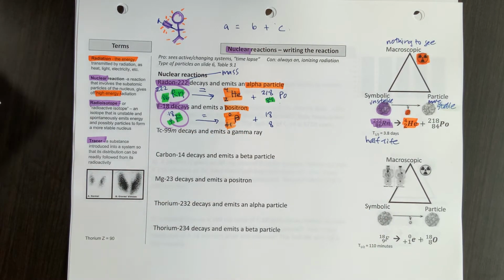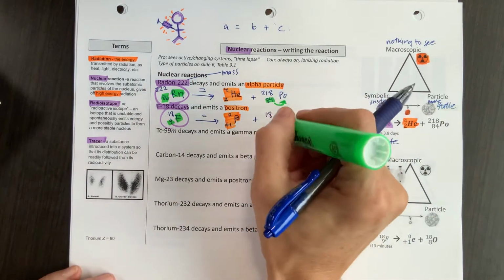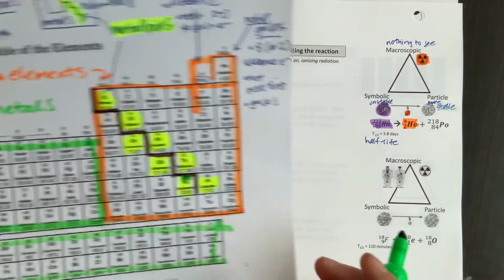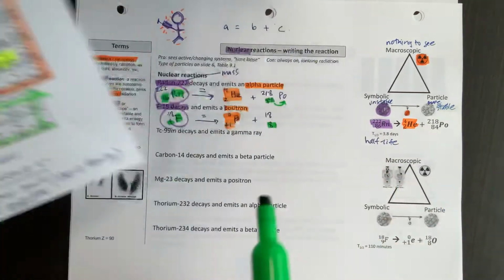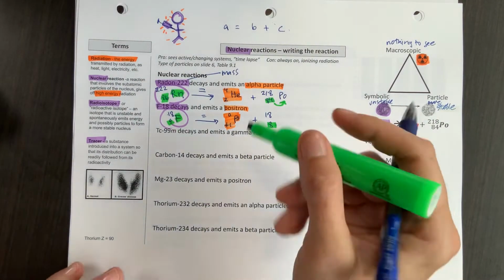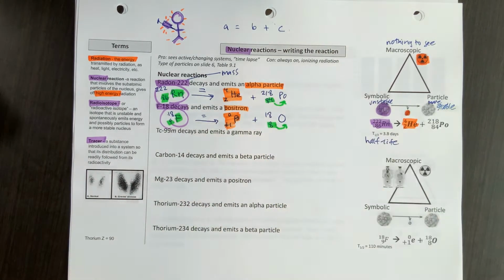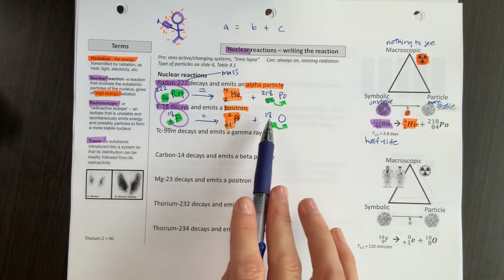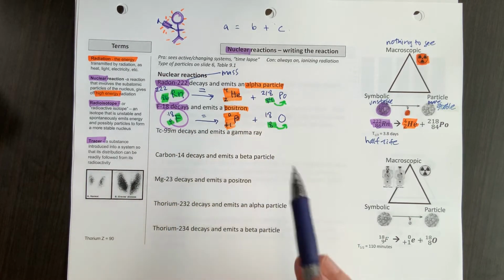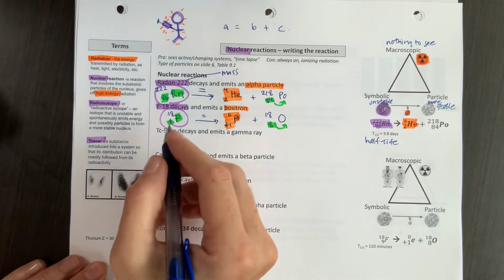Now I need to know what element do I have. So here the 84 helped me get to the polonium. If I can look at element 8, atomic number, right? 8 is oxygen. So that 8 tells me that I'm going to write oxygen here. So fluorine decays, emits a positron, and I also get this more stable oxygen. All right, let's do 2 more of these together.